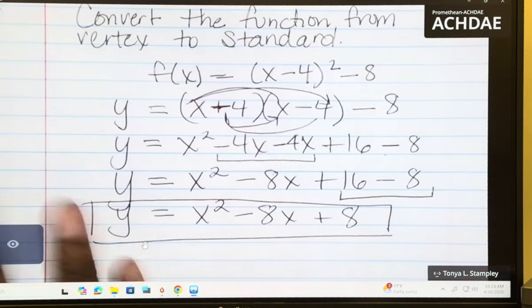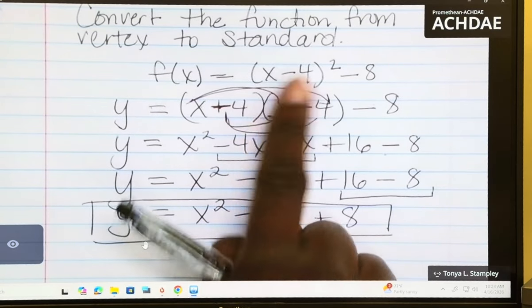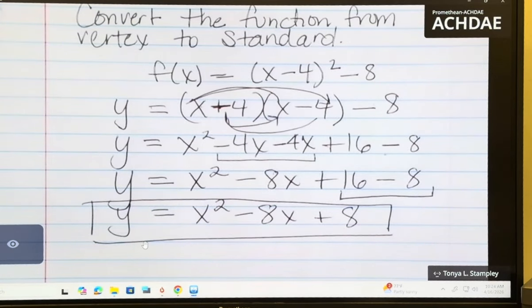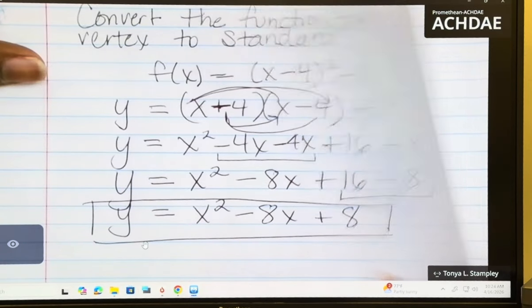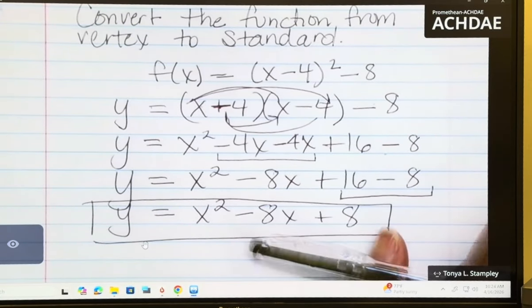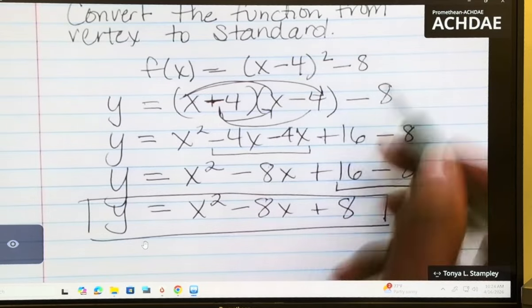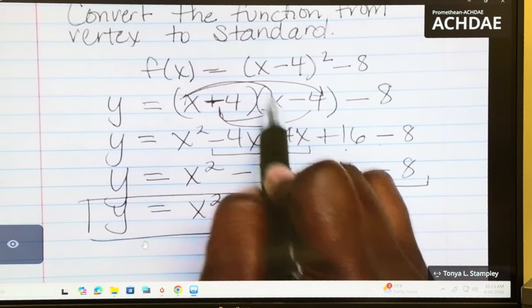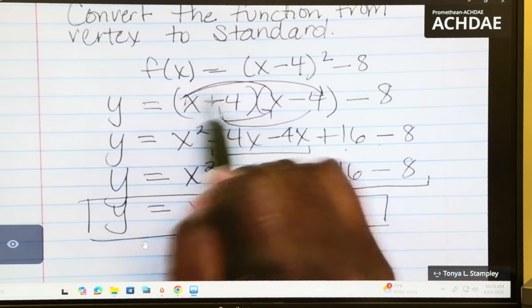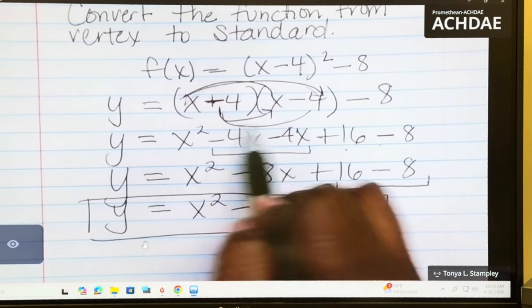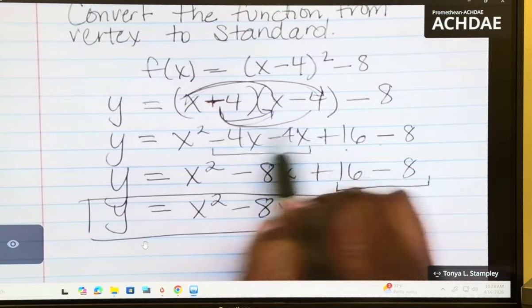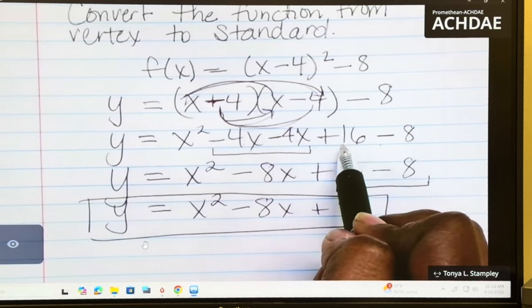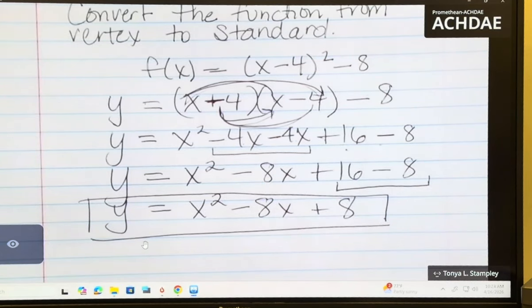This was the easiest one, I thought. No, if we remember the one thing, which is that you had to write this twice, right? And then work it out. Are there any questions about this? All right. Yes. The 16 we got from, so we did x times x, x squared, x times negative 4, negative 4x, negative 4 times x, negative 4x, and negative 4 times negative 4, positive 16. Okay. Anybody else? We good?